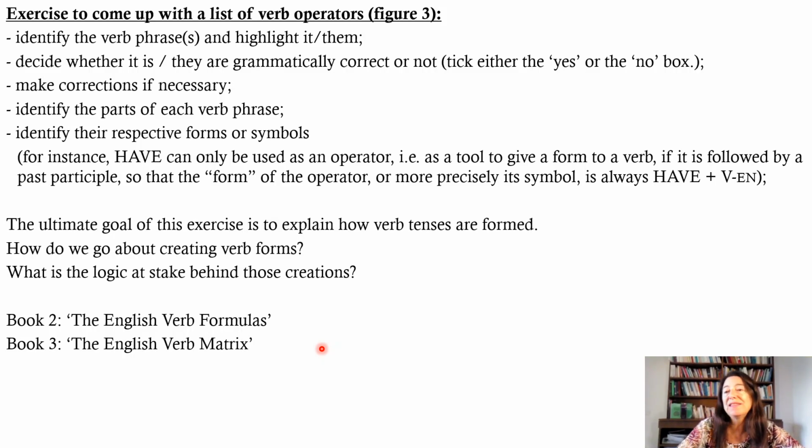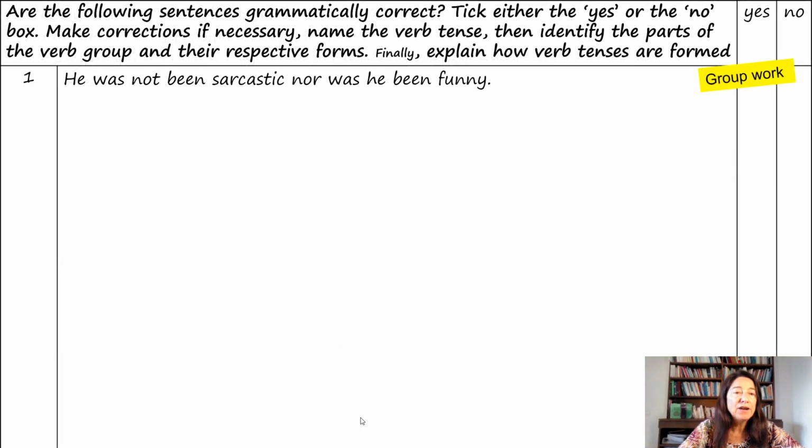But first of all, in this first video, we're focusing on the form that a verb can take. And we're going to have a look at a few sentences here and see if they are correct or not. And first of all, let's read it. He was not being sarcastic, nor was he being funny. So you may pause the video and ask yourself whether it is correct or not. And maybe first of all, highlight the verb phrases.